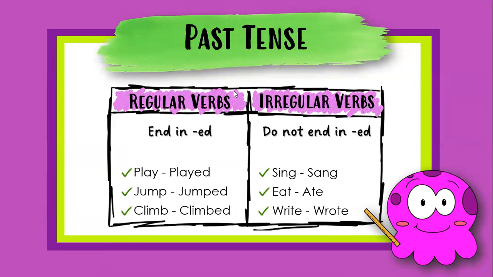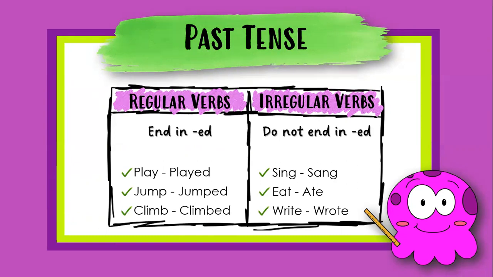The regular verbs are called regular because most of them share this one thing in common. They end in ed. So the present tense of the verb, if you add ed to most of them, that is going to be the past tense. And it's going to be regular because they all end in ed. For example, play, played, jump, jumped, climb, climbed. Ed, ed, ed.